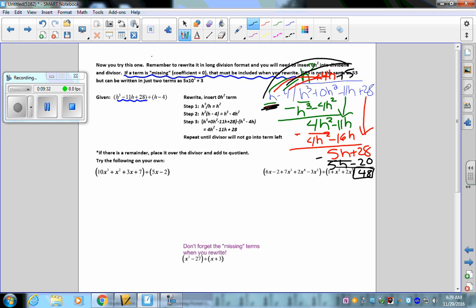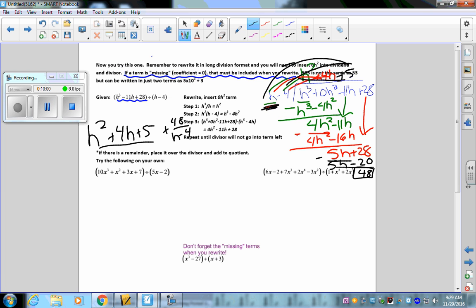So when I write my final answer, it is x squared plus 4h plus 5. Now, just like you wrote a remainder before, it's the 48 over what you divided by, so over h minus 4. Okay, this came from up here, and then the 48 came from being a remainder. You're not always going to have a remainder. Sometimes you will. All right.